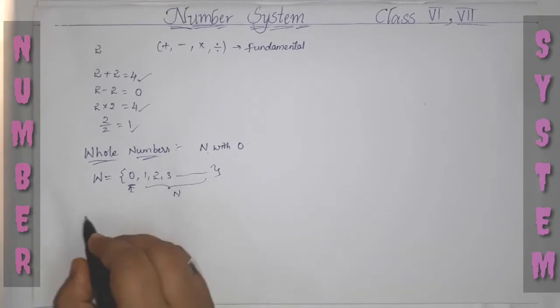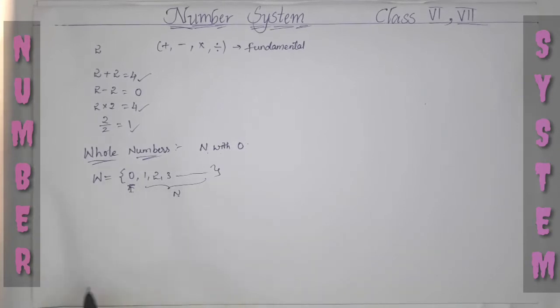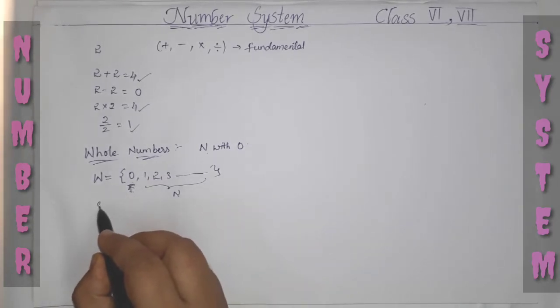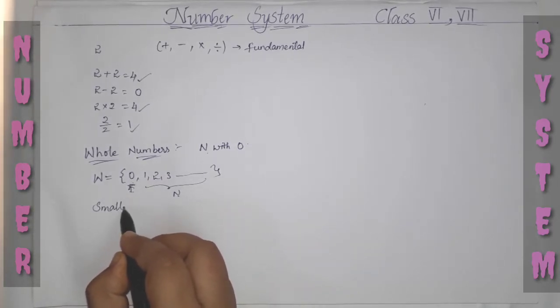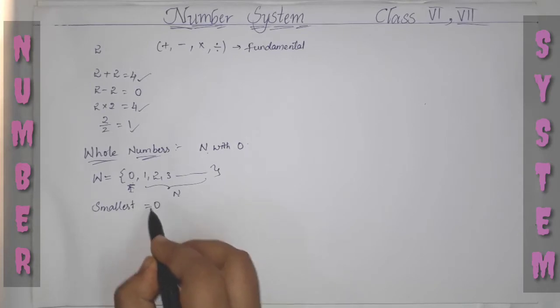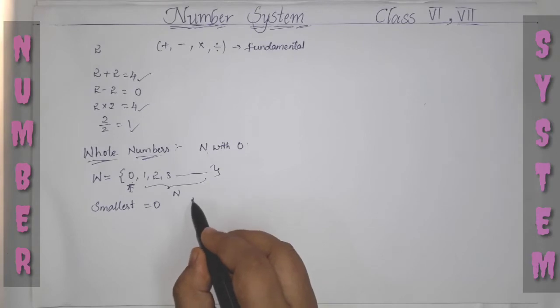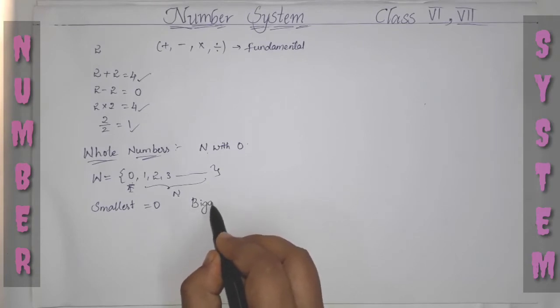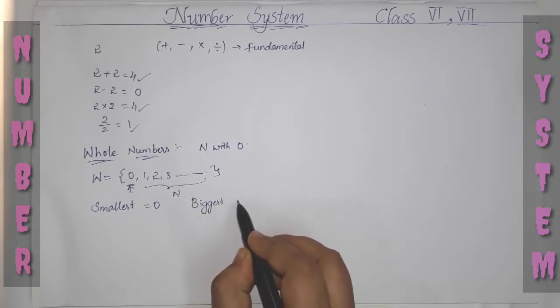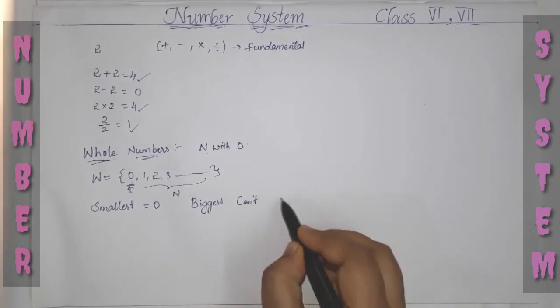In these whole numbers, what is the smallest number? Among these, which one is the smallest? Yes, 0. So the least one is 0. What is the biggest number? Can we say that? No. So the biggest number we can't determine. We can't find it.